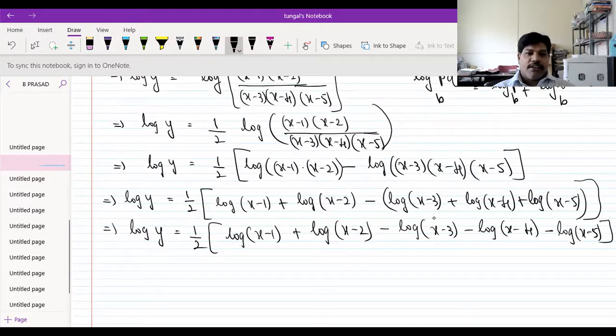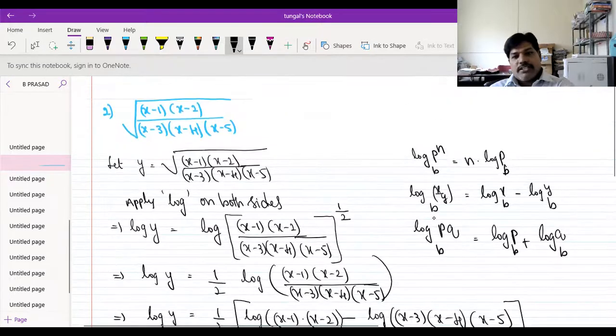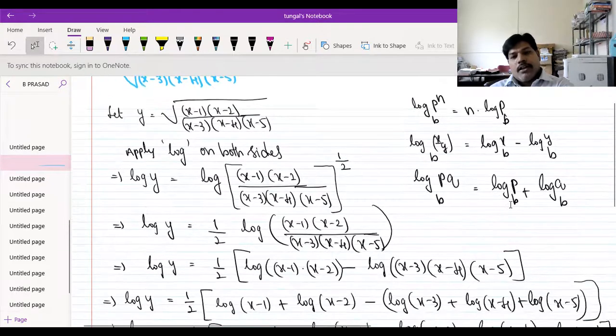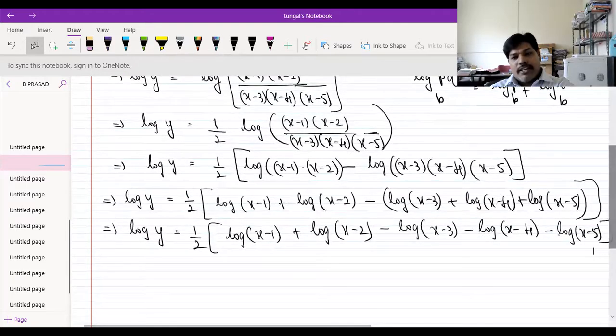So these are the steps here. First, the given problem you take as y and apply the log. I have used these formulas. First one is log of p power n, you can write as n log p, and log of x by y you can write as log x minus log y. Log of pq you can write as log p plus log q. So after applying these three formulas, we have got this one.